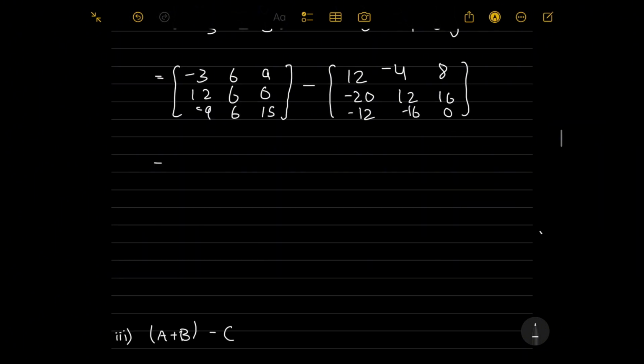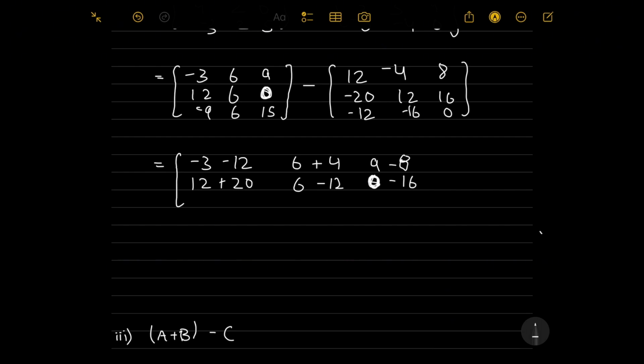Simply subtracting these both. So subtracting, so minus 3 minus 12, 6 minus 12, minus 4, so plus 4, 6 plus 4, then 9 minus 8, 12 minus 20, so plus 20, so plus 26, 6 minus 12, and 6 minus 16, I mean, sorry, this is 0 here, so 0 minus 16, minus 9 plus 12, 6 plus 16, 15 minus 0.